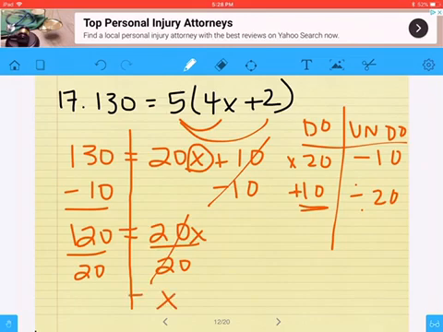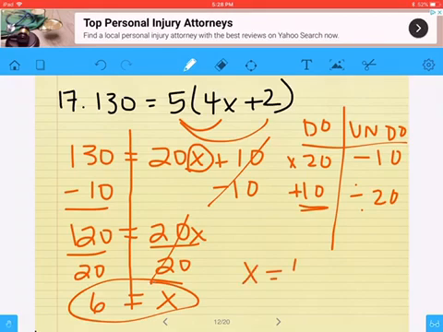All right, so let's go ahead and do that. Let's subtract 10 from both sides of my equal. All right, over here we're going to get 120 equals 20x, because remember, a positive 10 and negative 10 equals 0, and 20x plus 0 is just going to be 20x.